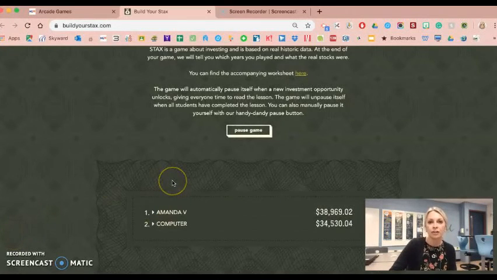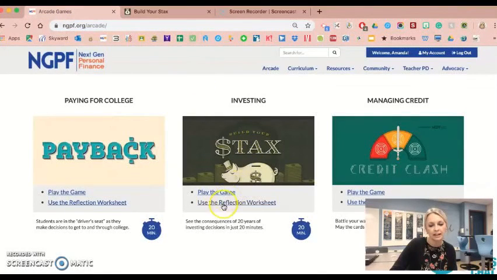And then after the game, on NGPF's website, going back to that arcade, they do have a reflection worksheet here. My classes are mostly 12th graders. I teach a year-long personal finance class, and I've always incorporated STAX at the end of my investing unit, so they have a little confidence and a little knowledge about these investments before going in. We'll play STAX for the 20 minutes, and then I always use this reflection worksheet right here so they can answer some reflection questions and have some discussion about the game.